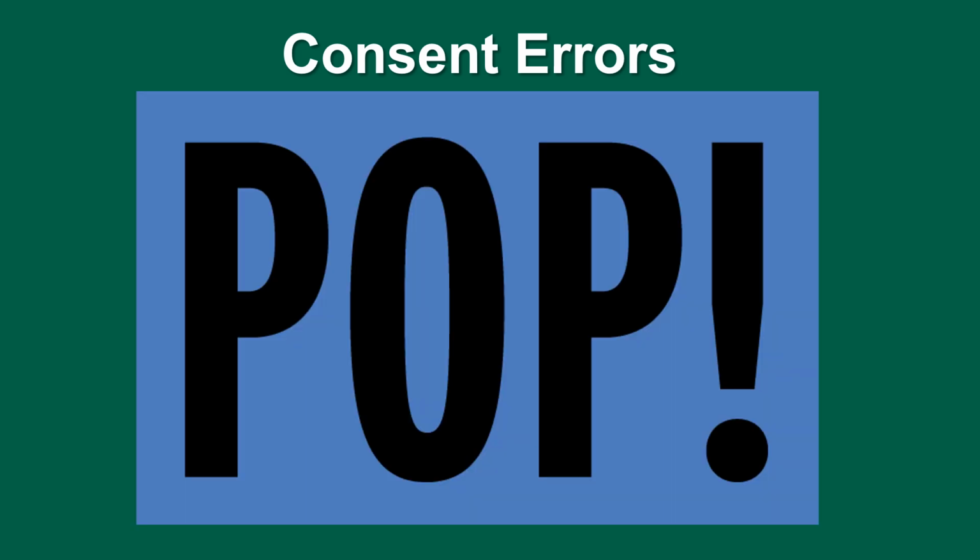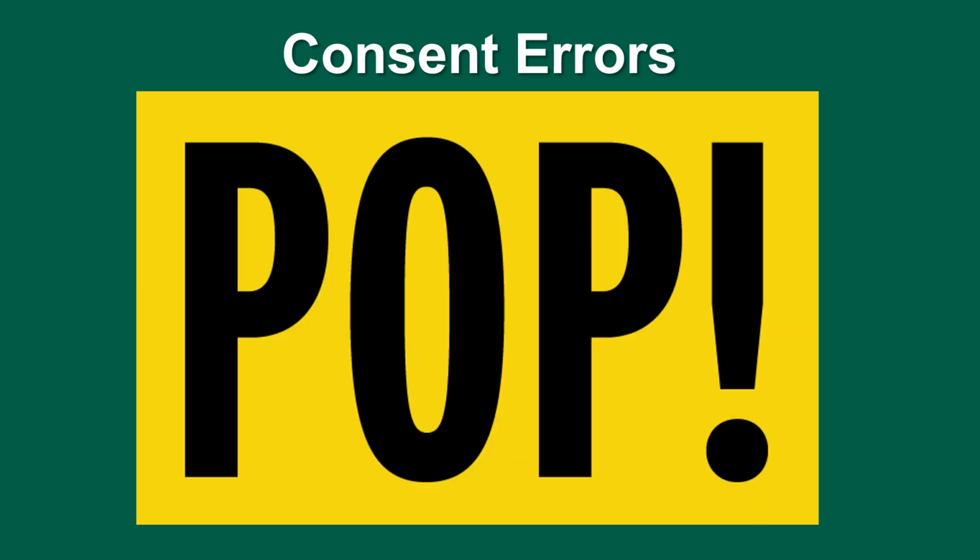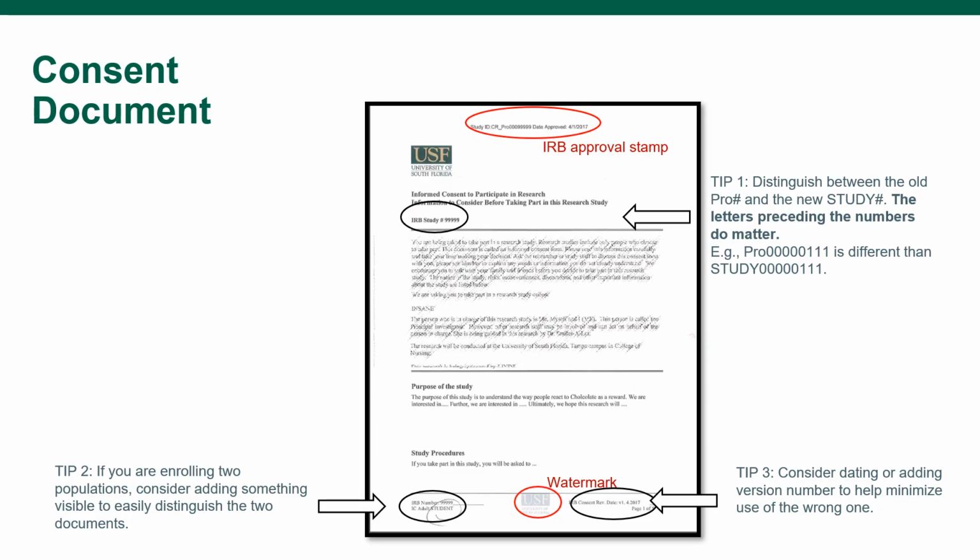All right, let's be sure everyone's on the train. Let's test your knowledge. Before we get into the pop quiz, here's a screenshot of what the first page of a consent document generally looks like. Let's go over each one of these. The red circles show you where the IRB approval stamp is at the top and the watermark at the bottom. You're supposed to use a version with the stamp and the watermark.